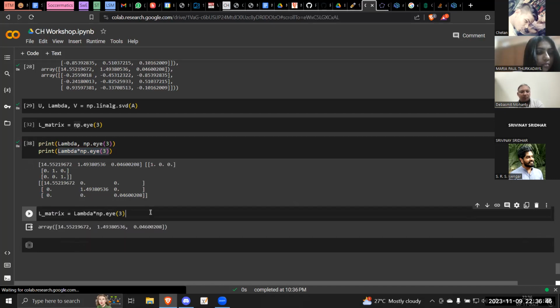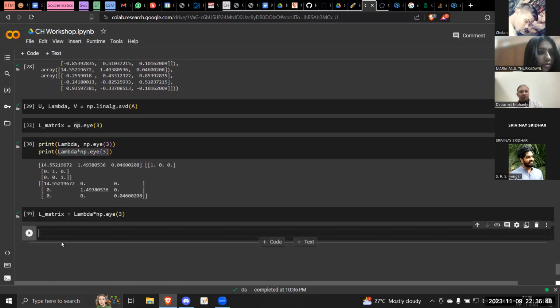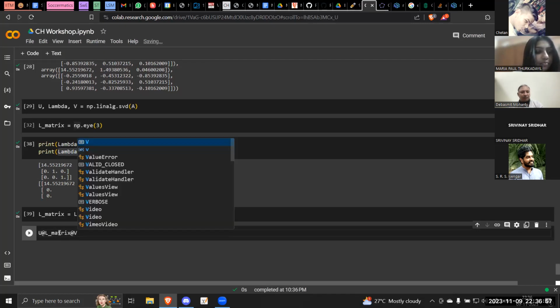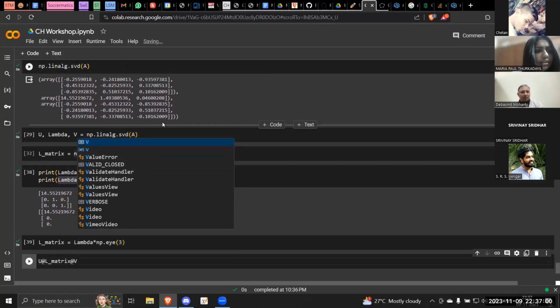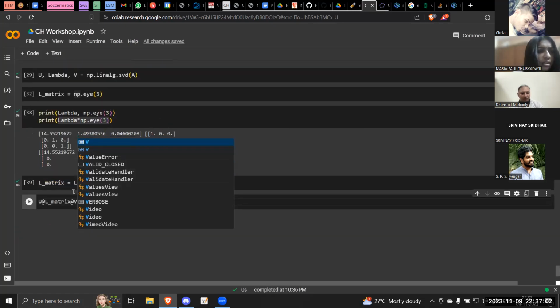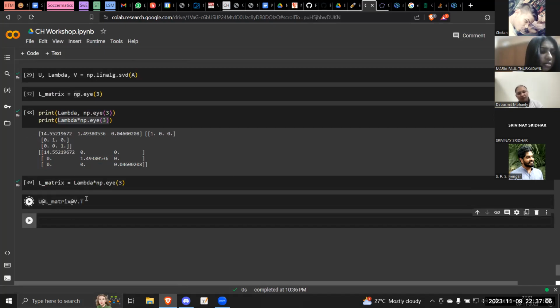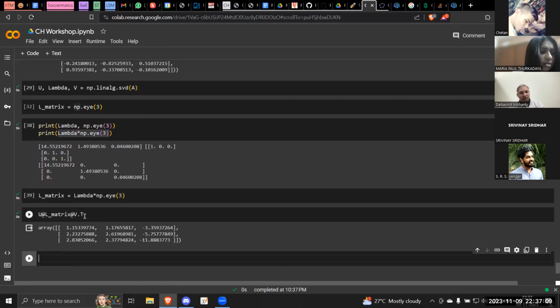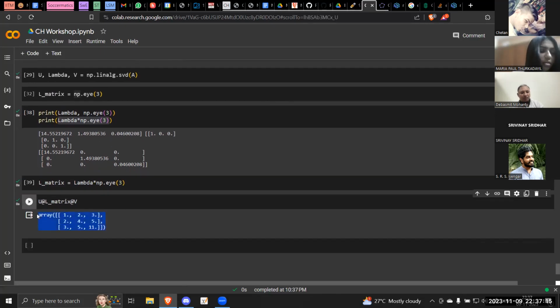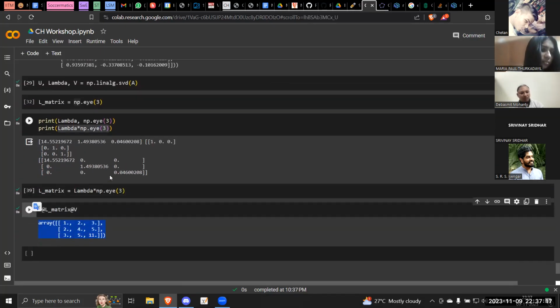Okay, and now we want to do the same thing. U into L matrix times V. Where do we transpose V? We transpose V, right? Or was it already in the transpose mode? I'm not sure. Maybe it wasn't. Okay, 1, 1, minus 3. It's not coming. Maybe it's already done. 1, 2, 3, 2, 4, 5. It's correct, is it?